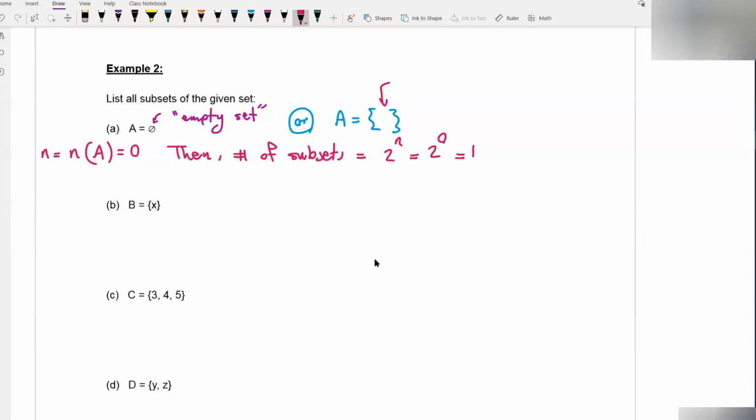So this is the rule that we have. It doesn't matter what the base is. It doesn't matter what number we have here, any number. If the power is 0, the answer is always equal to 1. So the number of subsets is equal to 1, but it's asking to also list all subsets. Listing that one, we already know what the answer is. It's just this one. That is the answer.